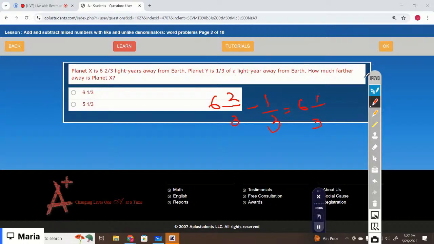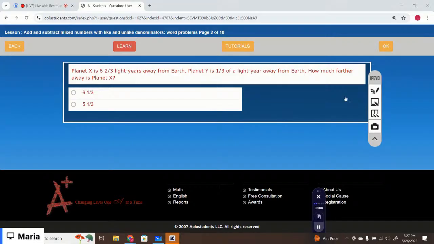That is 6 whole 1 over 3. Option number 1 is the correct option. 6 whole 1 over 3.